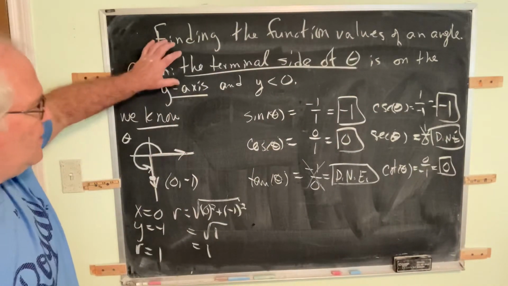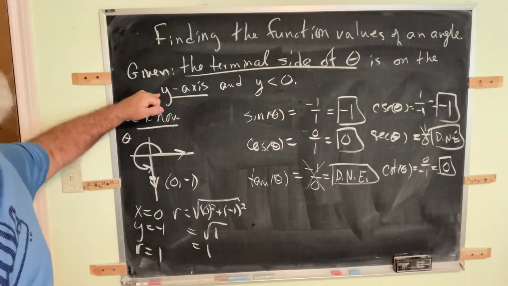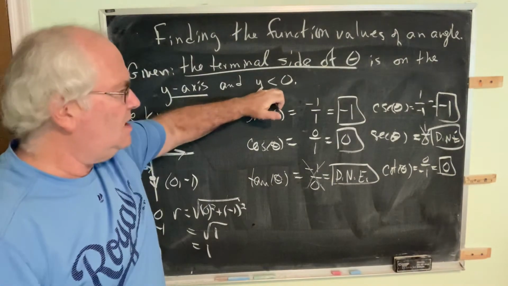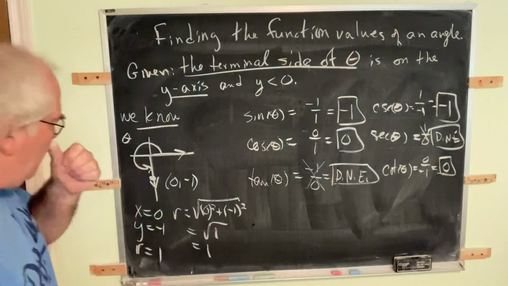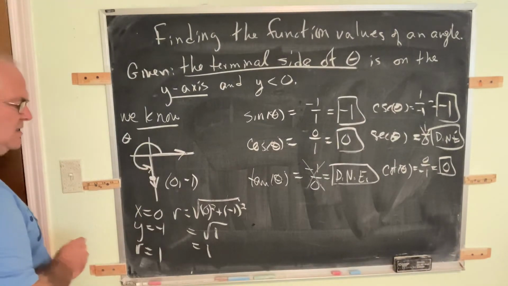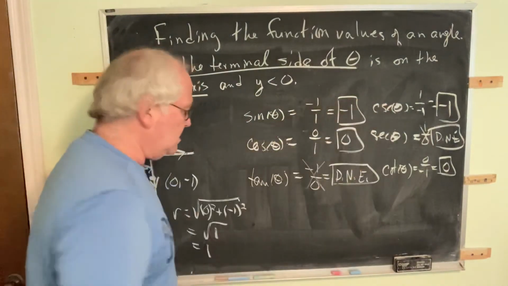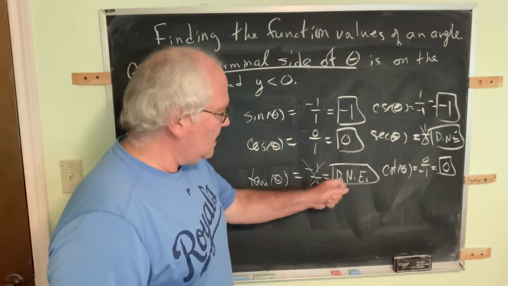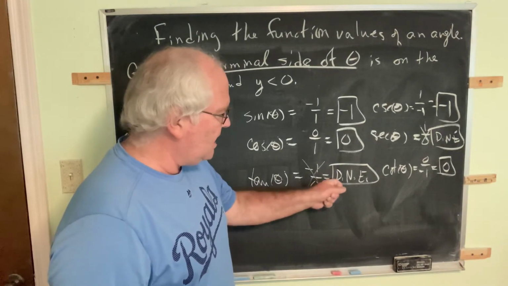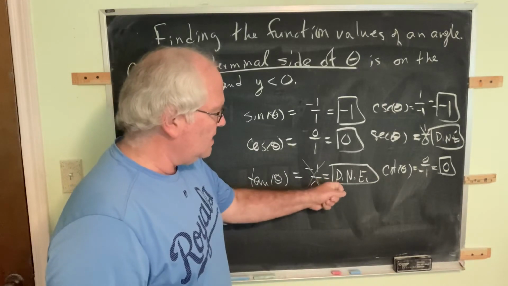So, given that the terminal side of theta is on one of the axes, it could be either x or y, and you would need to be given a specific condition to tell you which piece of the axis. Then you choose the simple point that lies on that side of the axis, x, y, and r. You need to compute the value of r and then substitute the values in. 0 in denominator, do not do that. So 0 in denominator does not exist. Don't leave this answer here. You need to convert this into does not exist.